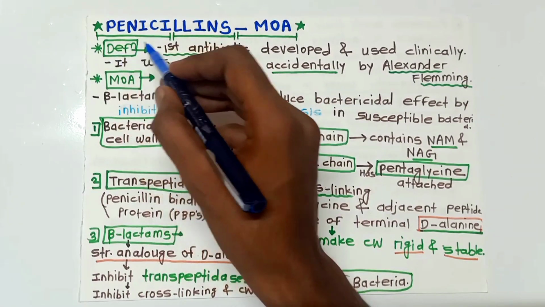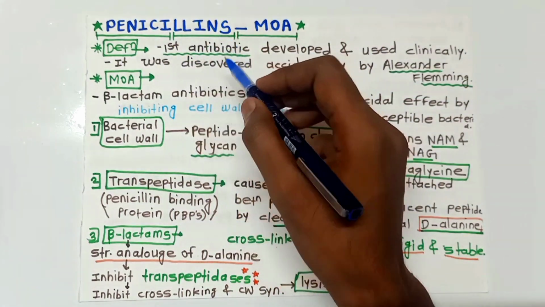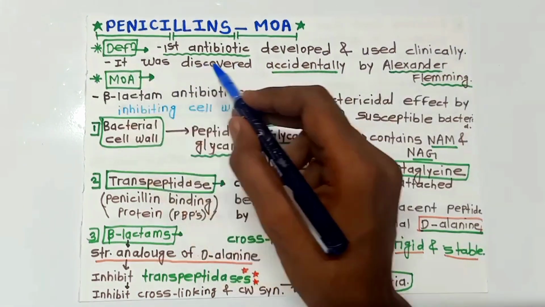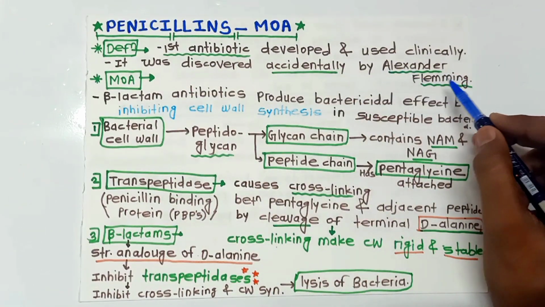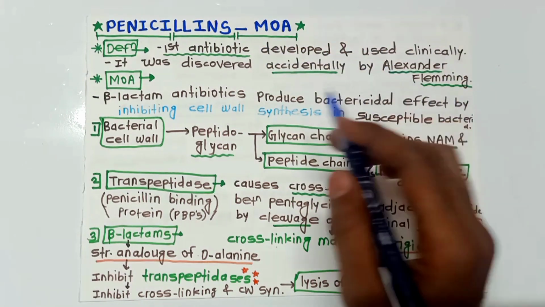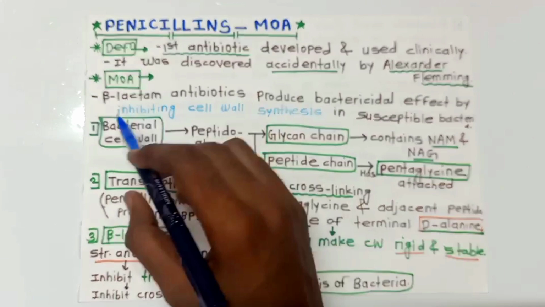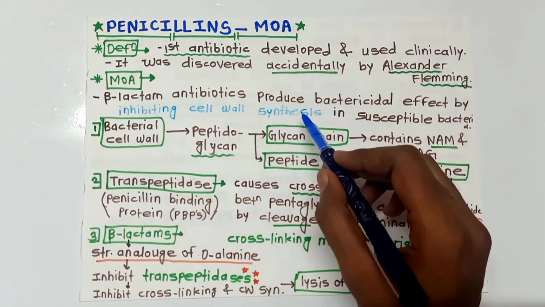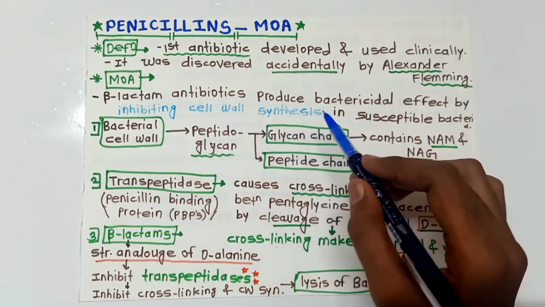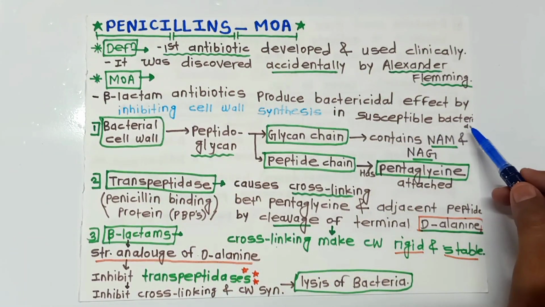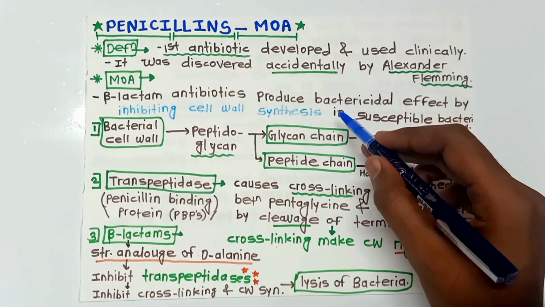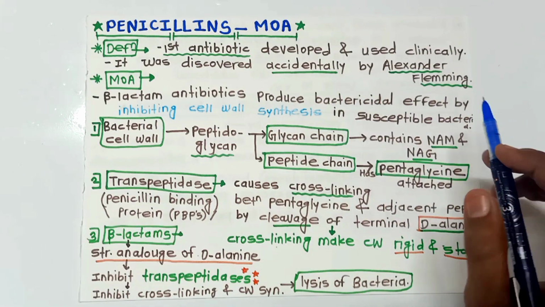First of all, the definition of penicillin. This is the first antibiotic developed and used clinically. It was discovered accidentally by Alexander Fleming, so it was an accidental discovery. Next is the mechanism of action. Beta lactam antibiotics produce a bactericidal effect by inhibiting cell wall synthesis in susceptible bacteria. So they inhibit the cell wall synthesis, which leads to the bactericidal effect.